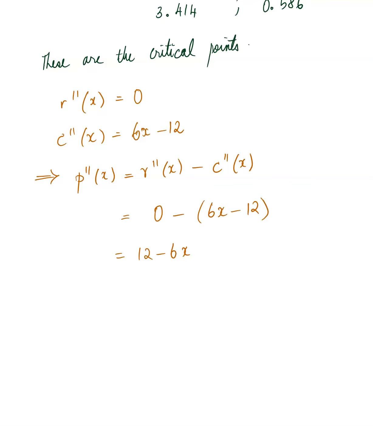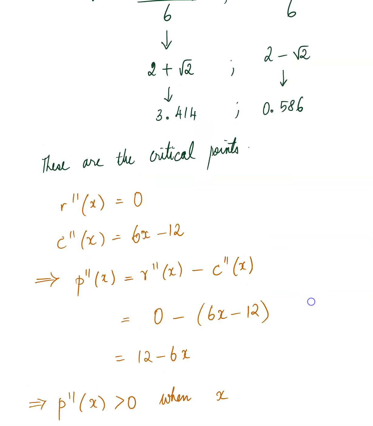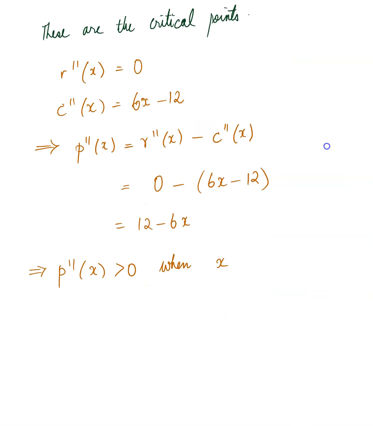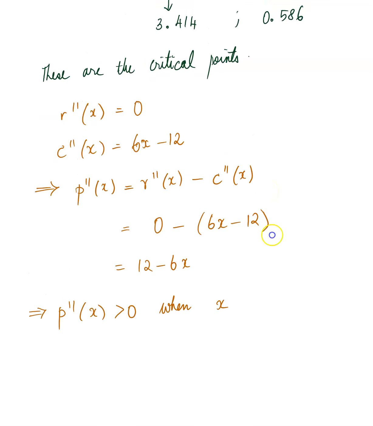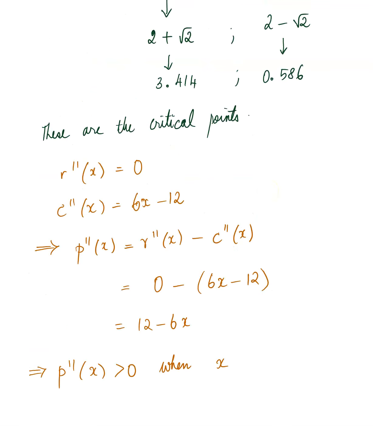So what we see then is P double prime of x will be positive when x is, try plugging in different values. So basically what we're trying to do is, you have these critical points, right? So these are the critical points.